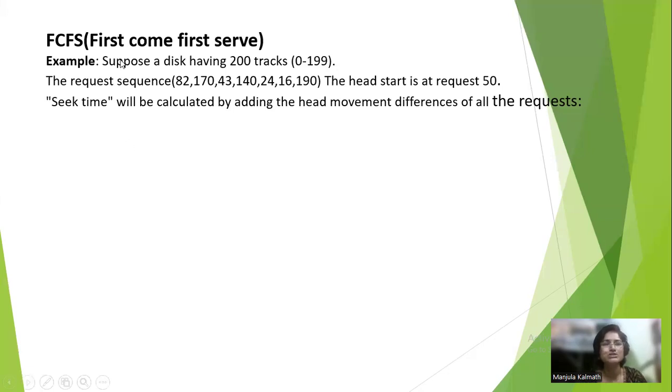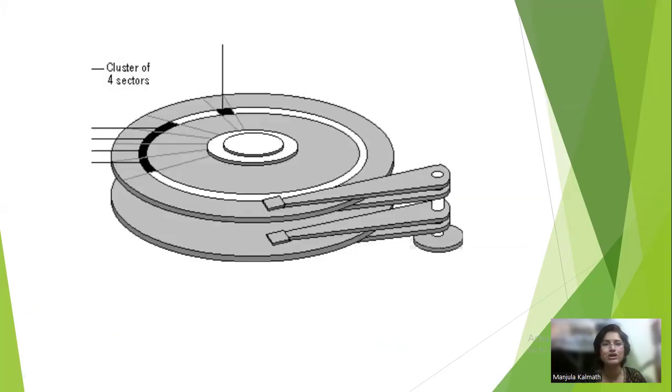So here in this example, we can notice a total of 200 tracks are given. And the files which we need to find out, the sequence of the files required for the execution, are these: 82, 170 and so on. Here we have the files given in sequence. And these files may be allocated here and there, in some of the tracks, at a track location.